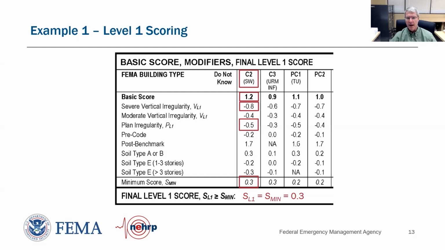And so if we add our scores up between our basic score and our modifiers, we end up with a 0.3, which in this case happens to be our minimum score. And that's the one we would then use to represent the P-154 level 1 score for this building.